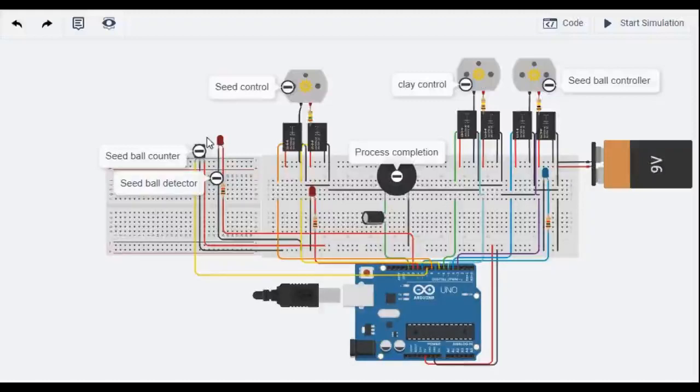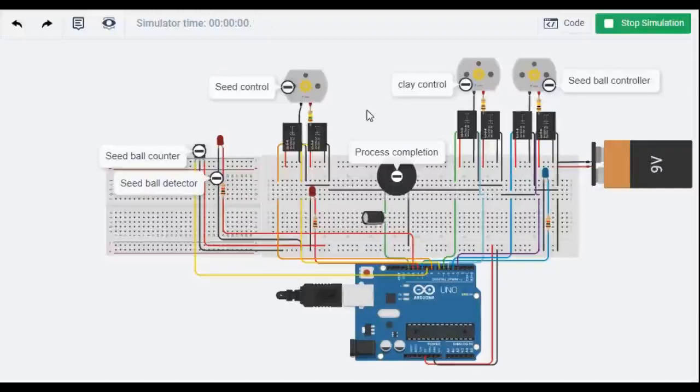So here is our simulation. First, the motor starts rotating, red LED glows, blue LED glows, motor starts rotating, the buzzer sounds as well as the glowing of the red LED, which indicates the presence of prepared seed balls.